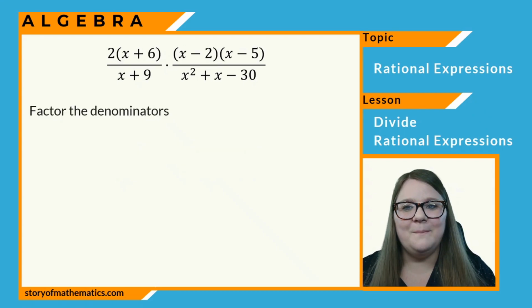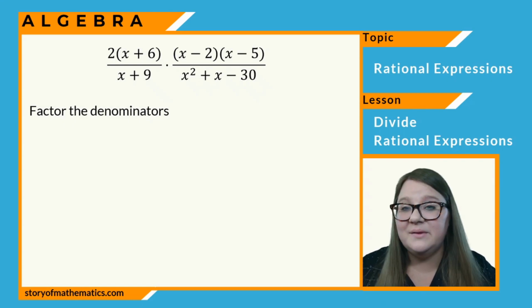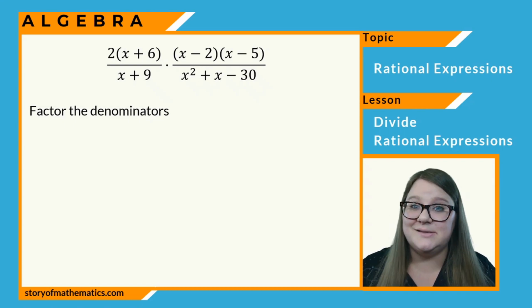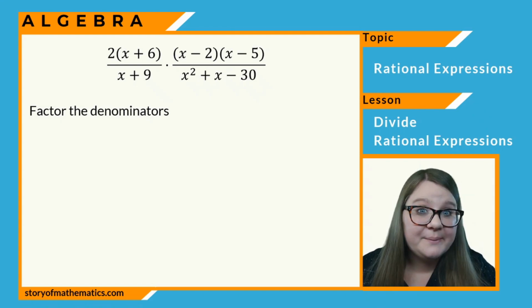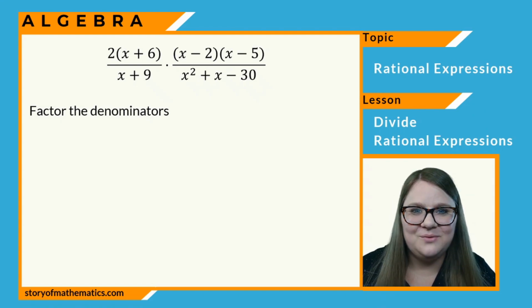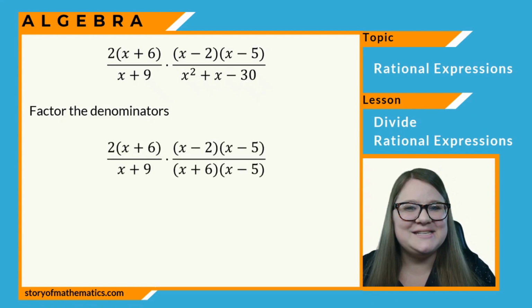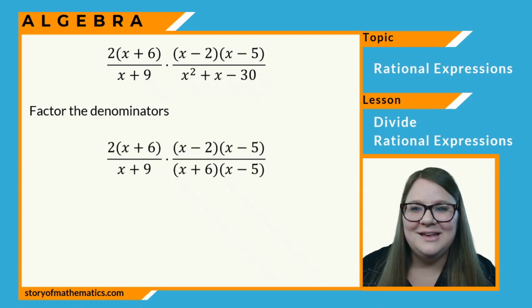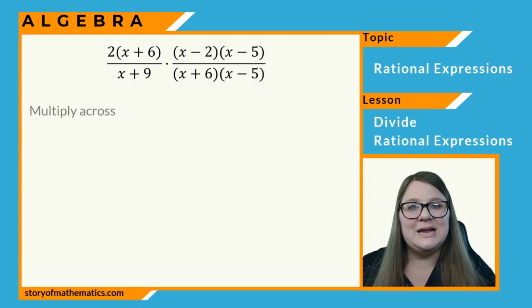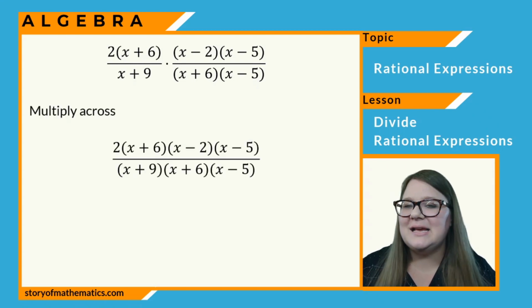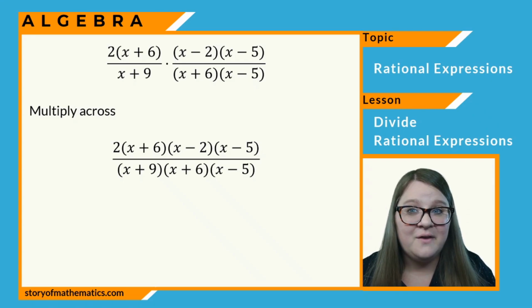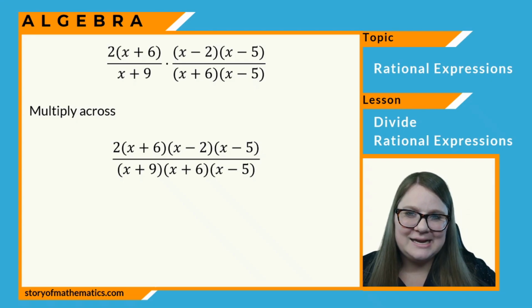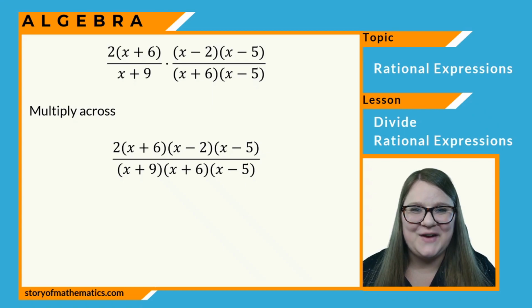Now I need to factor out my denominators. In this case, I really only need to factor out the second denominator because the first one isn't factorable. So what two numbers multiply to negative 30 and add to positive 1? Well, that's going to be positive 6 and negative 5. So now that I've done my complete factoring, I can multiply across. That gives me 2 times x plus 6 times x minus 2 times x minus 5 over x plus 9 times x plus 6 times x minus 5.